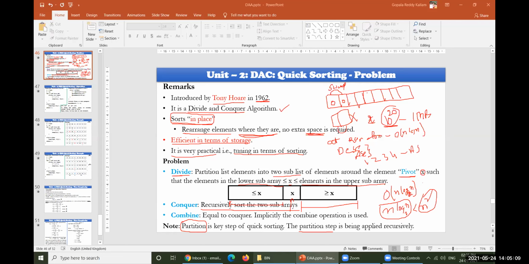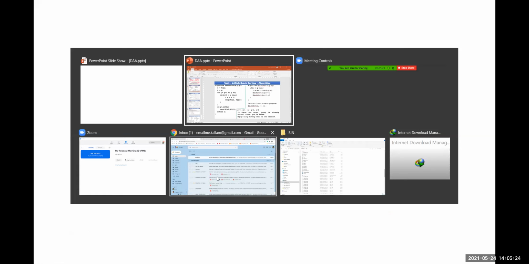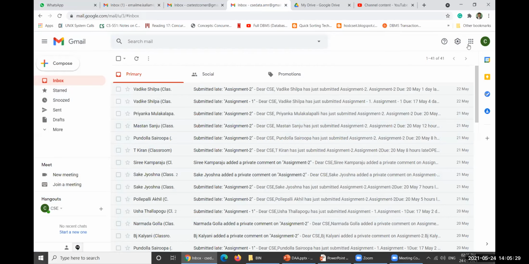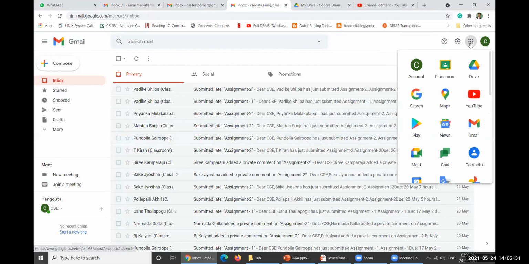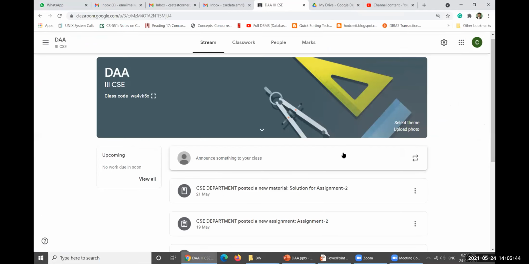And in the previous session, in the second assignment, I asked you to please write the QuickSort algorithm, and most of the people have written it and submitted also. For that, I would like to show you that particular application, because that application would not achieve big O of n log n. I'd like to show you.